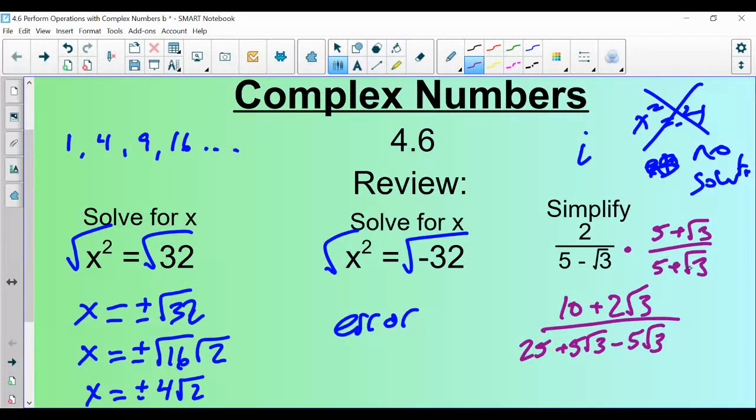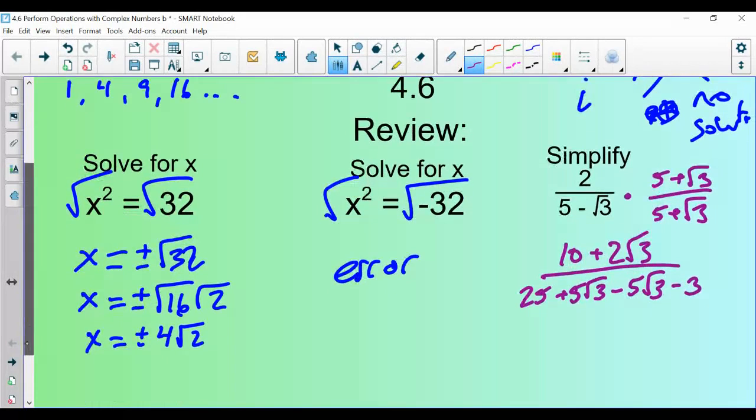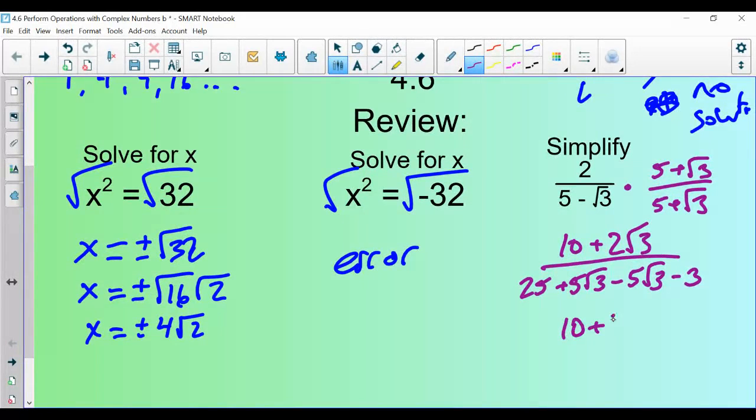And then we know that root 3 times root 3, if you have a root times itself, it just gets rid of the root, so it would just be 3. And it'll actually be minus 3 because it's, again, a negative times a positive. Our numerator would still be 10 plus 2 root 3. These cannot be combined. But in my denominator, the 5 root 3 and the negative root 3 cancel, and we are left with 22.